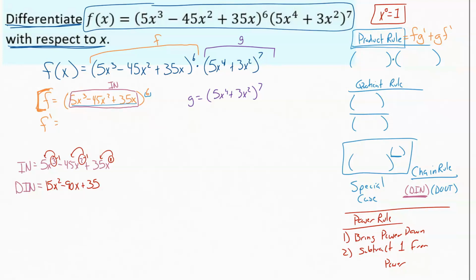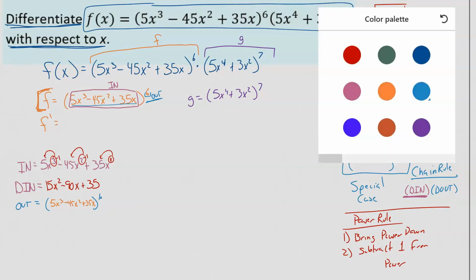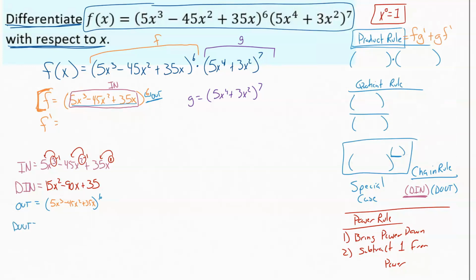And now we need the outside piece, so the derivative of the outside chunk. Well, the outside piece is really this sixth power. So when I come to do my out, it's all that stuff that I already took the derivative of, raised to the sixth power. So this is 5x cubed minus 45x squared plus 35x. And now I take the derivative of the outside. Well, that's again just going to be a big power rule. I am going to bring this power down in front. I leave alone all the junk I already took the derivative of, and then we subtract 1 from the power, so that gets us to the 5th power there. And again, all this stuff on the inside of the parentheses stays the same.